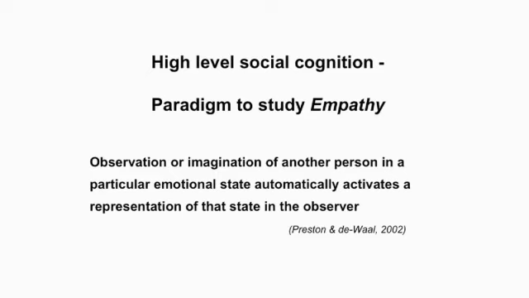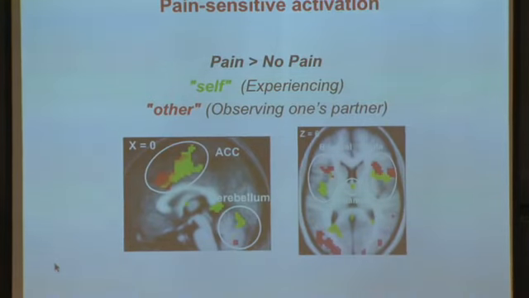So here's one. A thing we're very interested about humans is empathy, right? How much we understand and feel other people's happiness or sadness or pain. So the observation or imagination of another person in a particular emotional state automatically activates a representation of that state in the observer. Empathy. How do we understand how another person feels? And we think that's a big thing in how we relate to one another as humans. So Tania Singer did the following experiment.